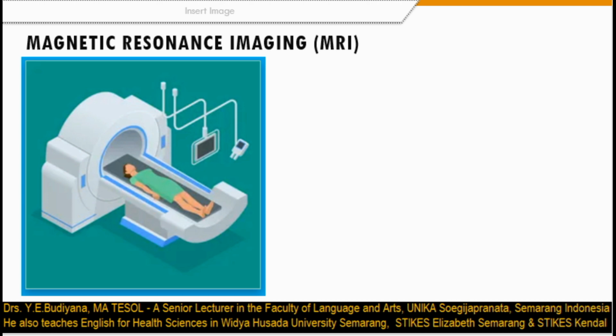Point 9 is magnetic resonance imaging, MRI. Cardiac MRI provides comprehensive imaging of the heart and is useful for assessing the anatomy, function, and characterizing tissues, which helps in the diagnosis of atherosclerosis and other heart diseases.